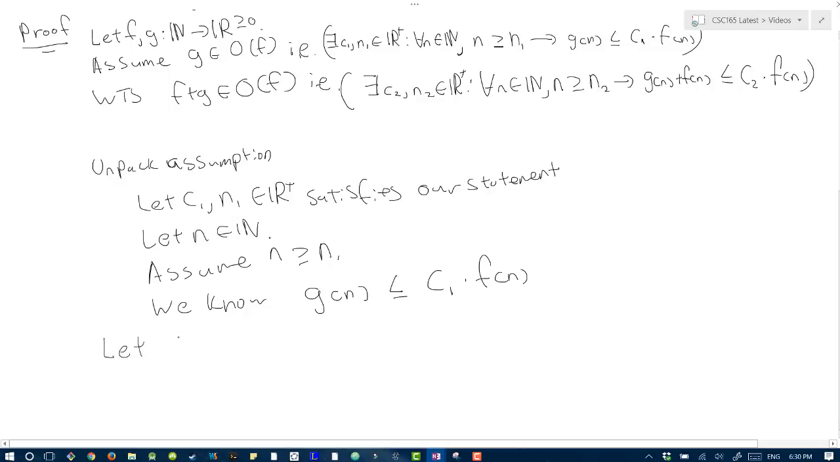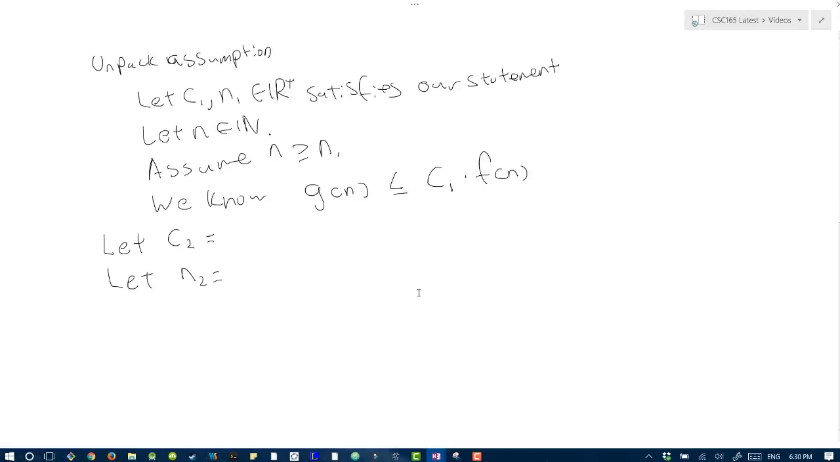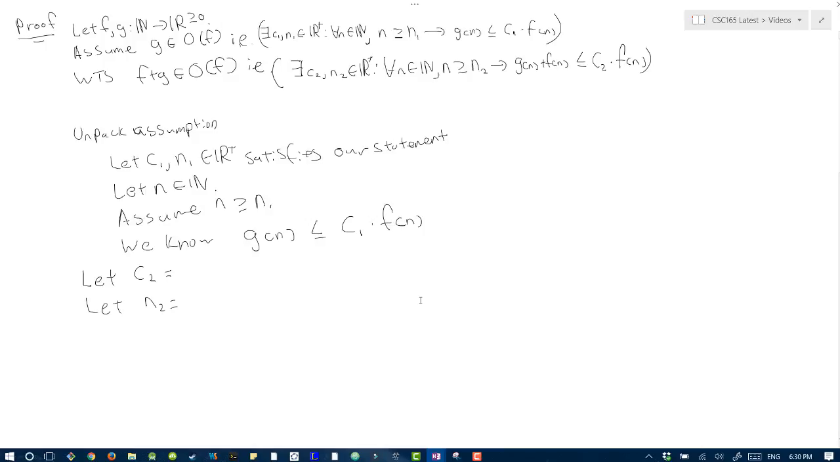Now we need c2 to be something, and we need n2 to be something. We don't know what yet, and it's perfectly fine that we don't. We just write out everything in the right format, then we look at it and see what parts are missing. That's the wonderful thing about existential proofs. So let n be such that, well, this n is already satisfied here, so we just have to assume that n is larger than or equal to n2. Then we want to show this part here.